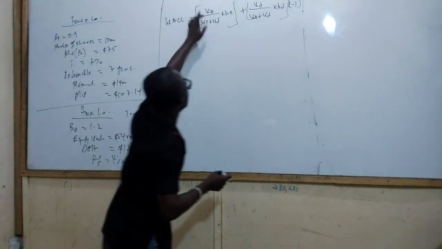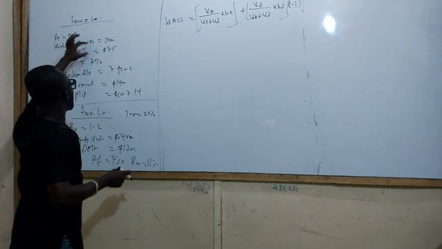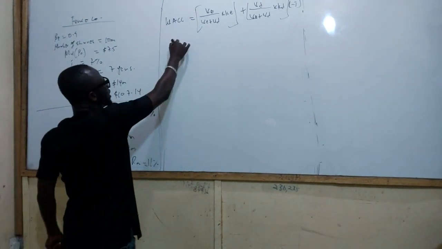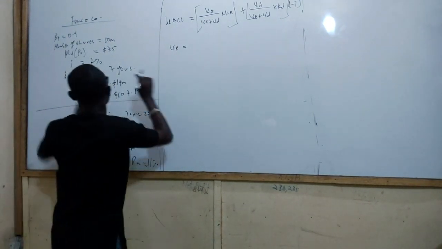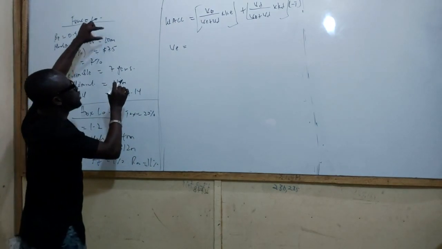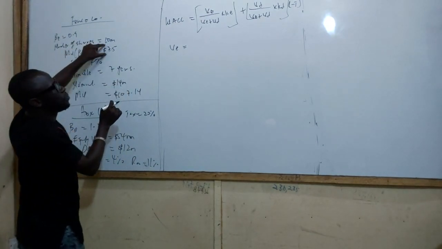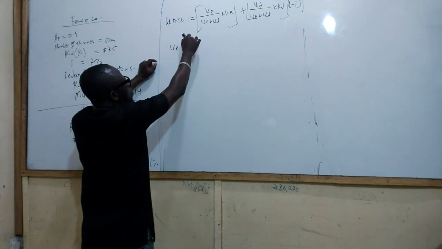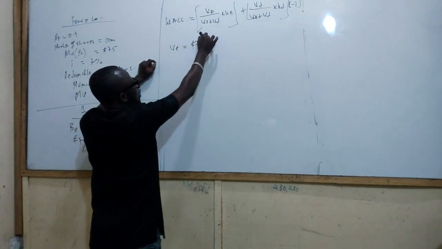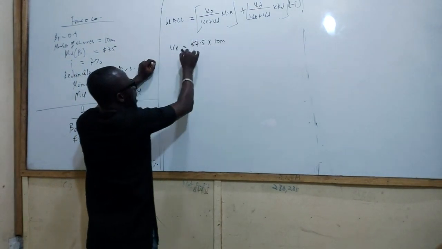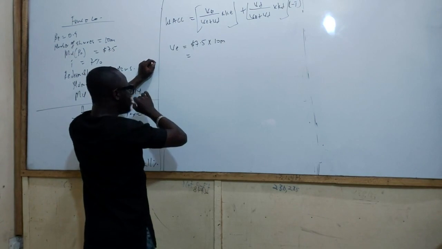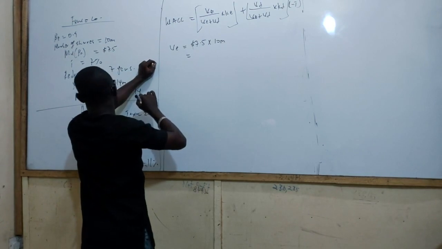So what do we calculate first? We have VE. We could get VE from here. So VE is the market value of the equity. There are 10 million shares, and the market value per share is $7.5. So that's going to be $7.5 times 10 million. What do I have?